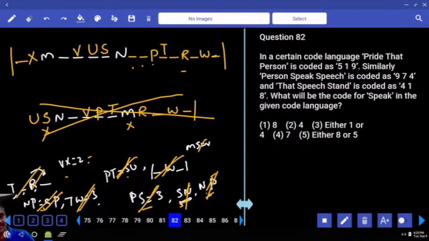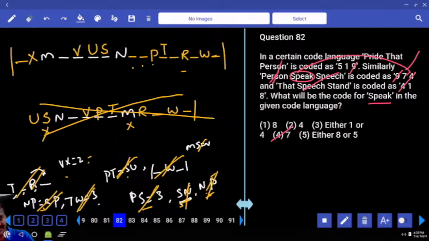Now it comes under coding and decoding. Then what will the code to the word speak? Now we need to find out the code to the word speak. Now where is this word speak here? Write that person. And similarly, person speak speech. Now speak is here. Now first one person is common, and obviously one code 519 and 9 is common. Person is 9. Then speech is common and code is 4 common. What is left over? Speak and 7. The code for speak is 7, choice 4. Then now 82 it is choice 4.